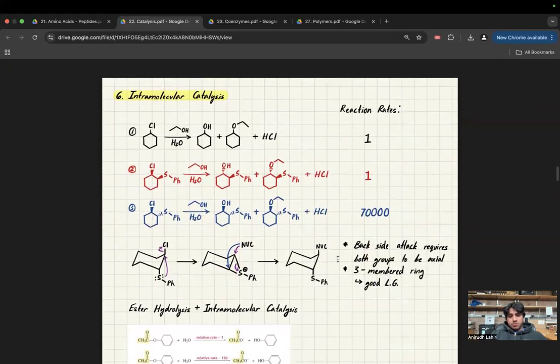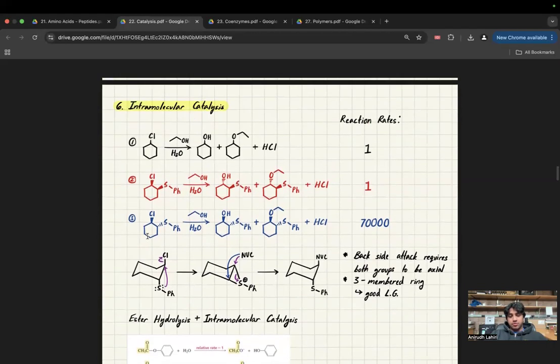Okay, so intramolecular catalysis really does make a difference, but the stereochemistry is very important here. The groups that we want to do a catalytic attack with and the group that we want to leave have to be trans to each other because it requires a backside attack. So both groups need to be axial, not just trans, axial specifically. So this often comes in a chair structure. So we can see 70,000 to 1.